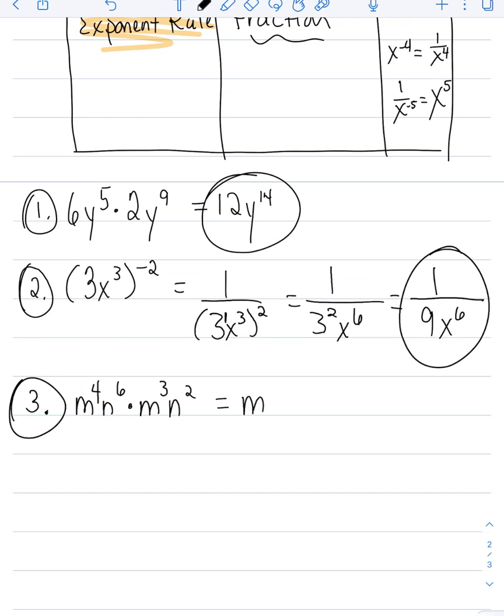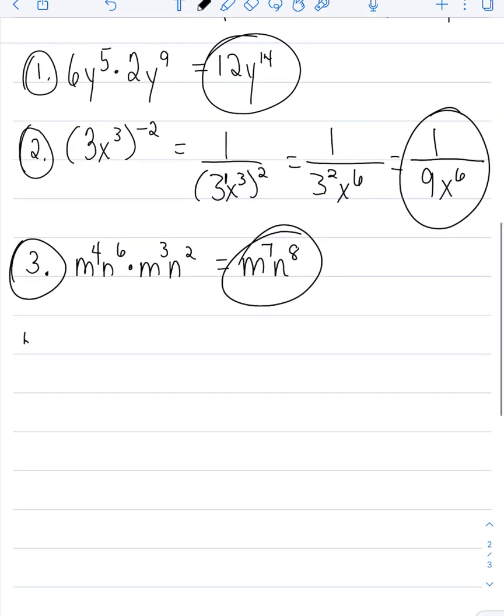So let's do our m's first. Product rule says keep the base, add the exponents. So keep the m, 4 plus 3 is 7. Now let's look at the n's. Keep the base, add the exponent, 6 plus 2 is 8. So that simplifies to m to the 7th, n to the 8th.